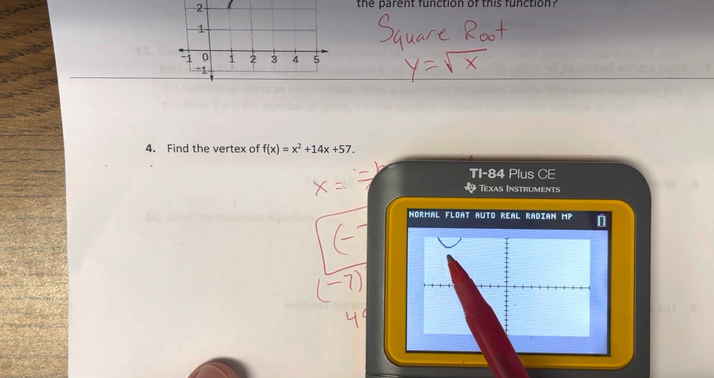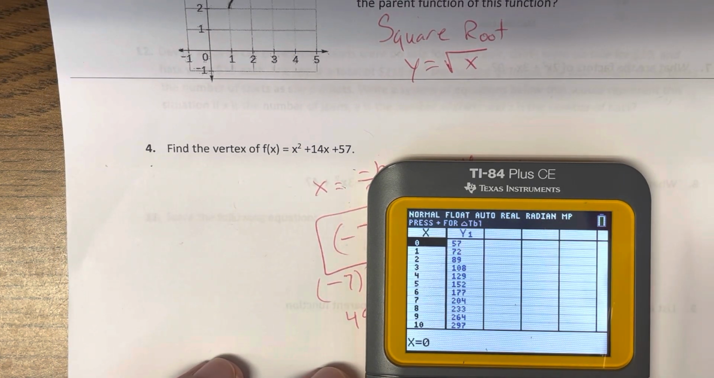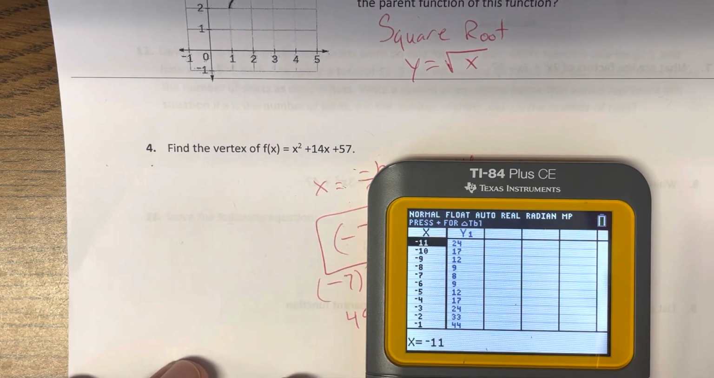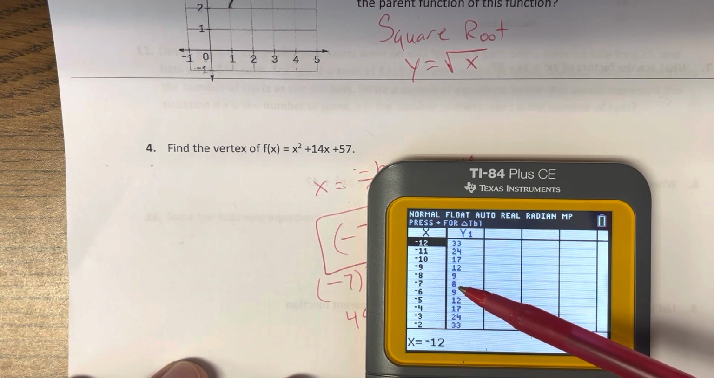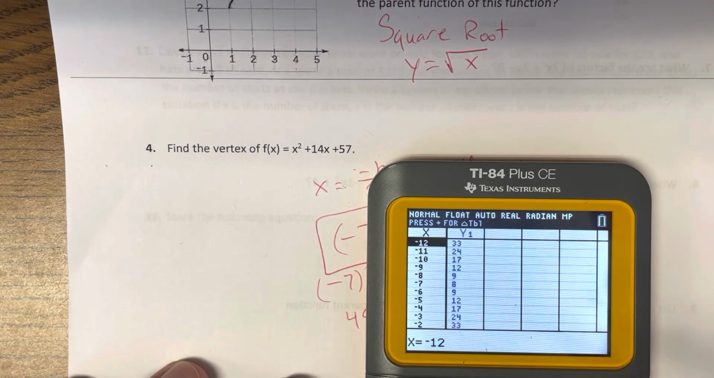I can see the vertex is right there, so I can go to my table and see where does it shift, or where's the turning point? Right here I can see these numbers are going down, and then all of a sudden at that 8, it starts going up. So there's the turning point right there at negative 7, 8.